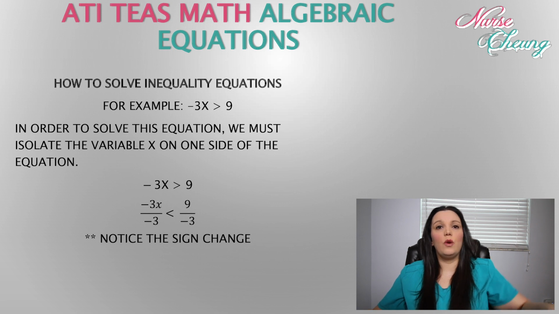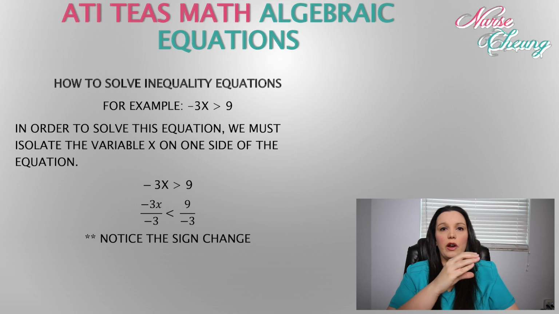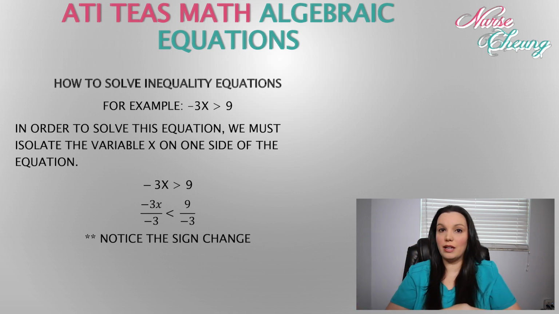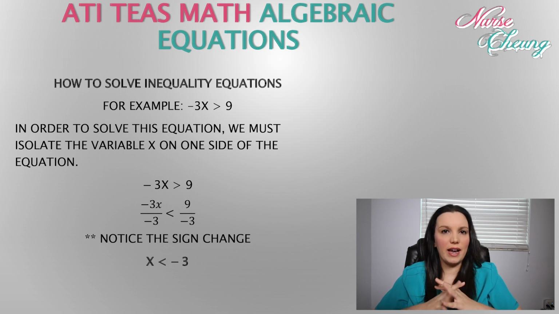So what does that mean? We have to switch our inequality sign. So it's going to go from greater than to less than. We're literally just taking it from one direction and moving it into the other direction. So we've got x is less than 9 over negative 3. Notice that sign change is very, very important. That leaves us with our final answer, which is x is less than negative 3.